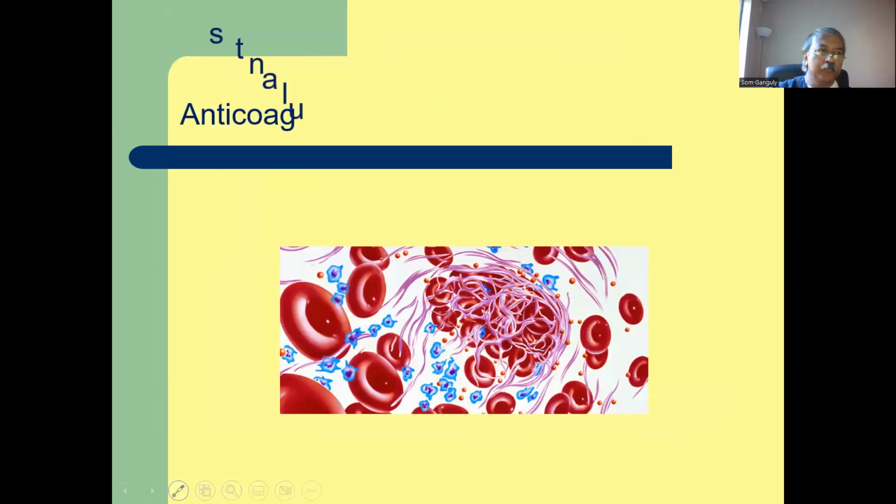Now, we have a few terms that we need to learn. Number one is anticoagulant. This is the opposite of coagulation. We learned coagulation, the natural process of blood vessels to seal the bleeder. But anticoagulation is when a substance can be given to the patient to prevent forming this clot.